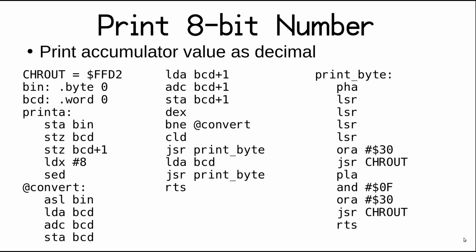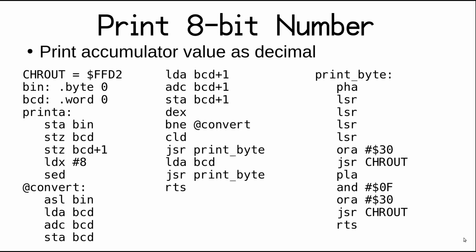For print byte, we push the value in A onto the stack to save it before shifting it to the right to move the upper nibble to the lower nibble. Now with a clear upper nibble, we OR in hex 30 to make it into a PETSCII number character and call carout to print it. Then we pull the original value back into A and clear out the upper nibble with an AND, and replace it with hex 30 again to print out the next number character. With both digits printed, we return, and that's it.